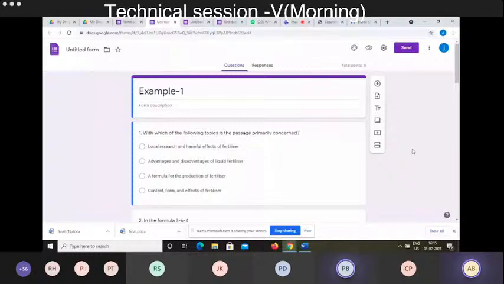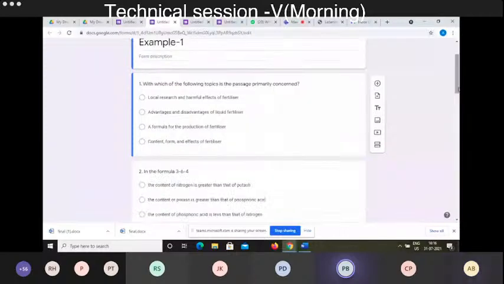With which of the following topics is the passage primarily concerned? The first option is local research and harmful effects of the fertilizer. The second option is advantages and disadvantages of liquid fertilizer. The third is a formula for the production of fertilizer. And the last one is content, form, and effects of fertilizer. The last one is the correct answer. Are you sure? Yes, ma'am.